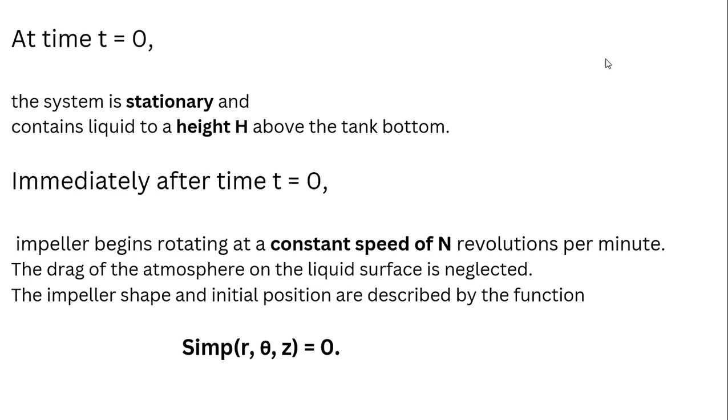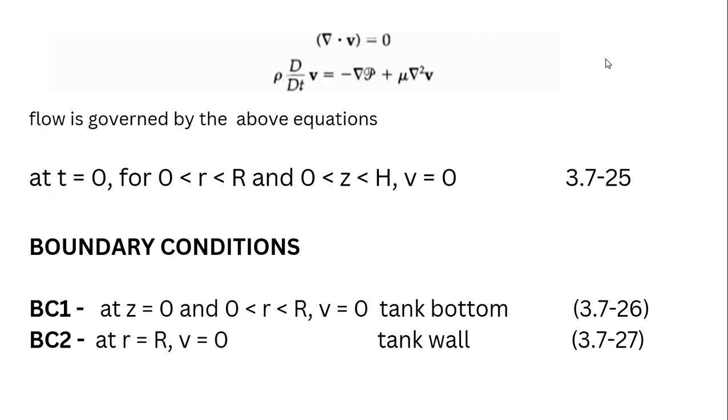So at time t equal to 0, the system is stationary and it contains liquid to height h above the tank bottom. But immediately after t equal to 0, the impeller rotates at a constant speed n and the atmospheric drag is neglected, and the impeller shape and initial position are described by the function S impeller, a function of r, theta and z, equal to 0.